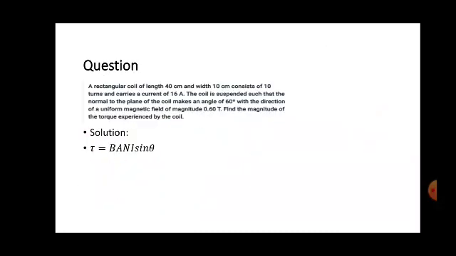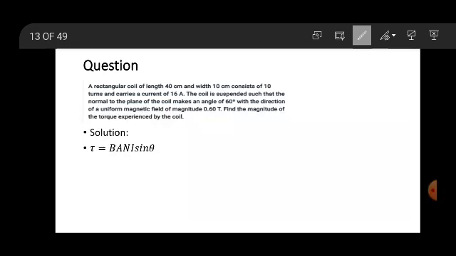Okay. Now we see a question here. It says a rectangular coil of length 40 centimeter and width 10 centimeter consists of 10 turns and carries a current of 16 amperes. The coil is suspended such that the normal to the plane of the coil makes an angle of 60 degrees with the direction of the uniform magnetic field of magnitude 0.6 Tesla. Find the magnitude of the torque experienced by the coil.